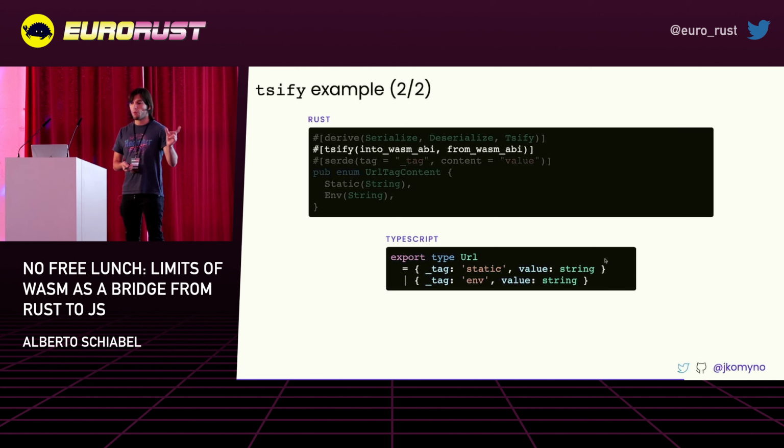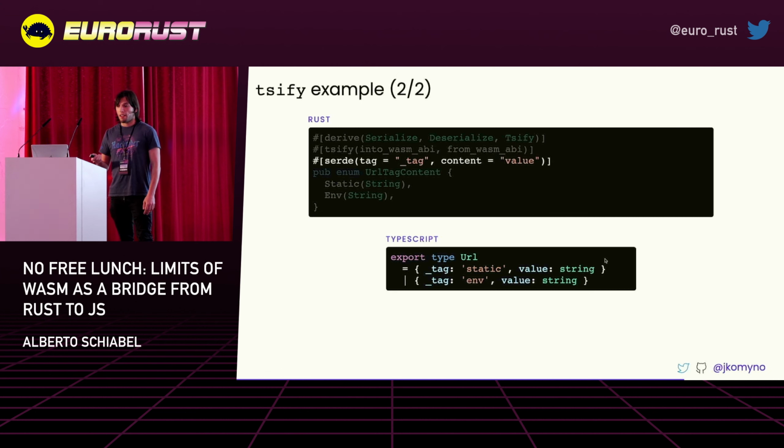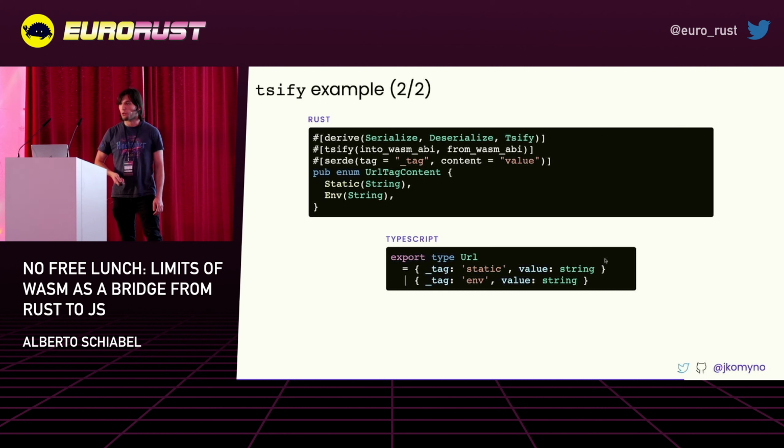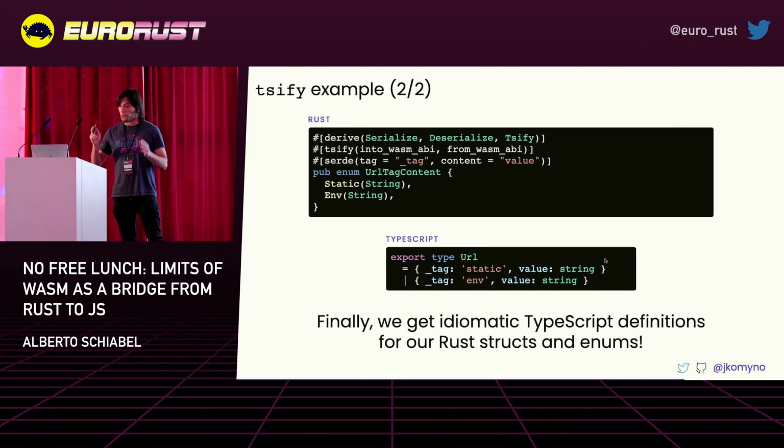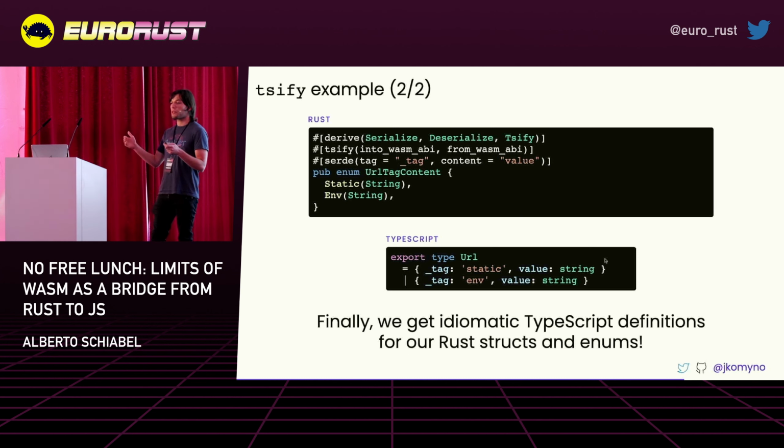We see we have into_wasm_abi and from_wasm_abi. That's just a little trick to implement those traits we've seen before under the hood. And this is just a customization we can apply via Serde. So this is a native feature of Serde to get those discriminated data types output back. So we got those tag and value attributes for static and URLs. And this is just the whole code. So finally, we have idiomatic TypeScript definitions from our Rust structs and enums.